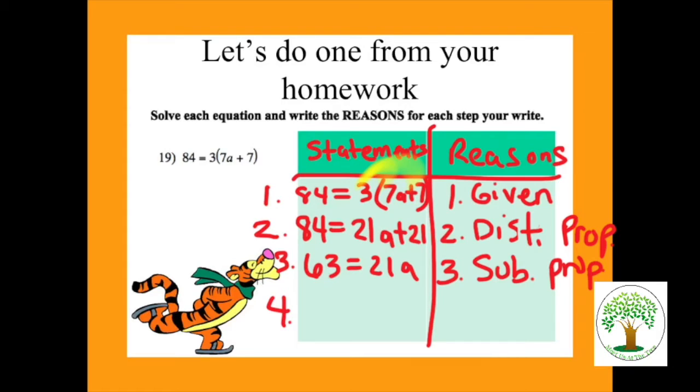All right, so we divided both sides by 21. What is 63 divided by 21? 3. So a equals 3. So number 4, the reason we did that was division, or div prop. Amy loves div prop. I should make her get one more letter. You shouldn't have told her that you don't like that, because now she's going to start doing div prop.